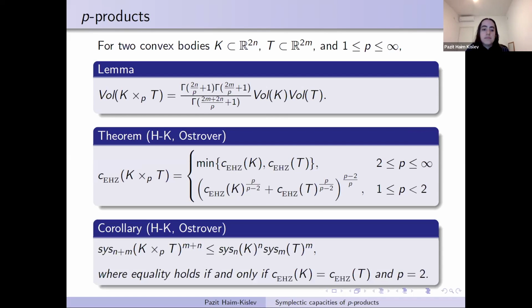Okay, so now we can say something about the systolic ratio, and we really have what we wish: that the systolic ratio of the p-product is always smaller than the multiplication of the systolic ratios, and we have equality if and only if the capacities of K and T are equal and p equals 2.